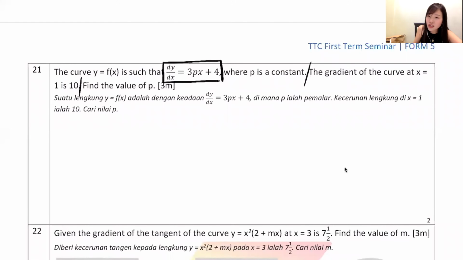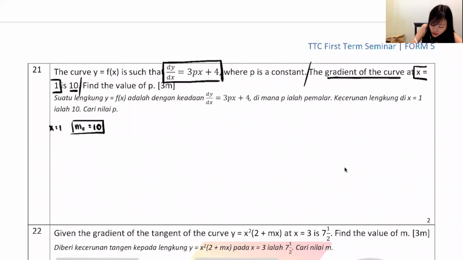Okay guys, I read until here. Can anyone tell me what is 10? In word. Okay, thank you, Prisha. So this 10, if you read the question, they say the gradient of the curve is 10. Gradient of curve, I write MC, M is gradient, curve is C, right? So they try to tell me the gradient of the curve is 10 when x is equal to 1.